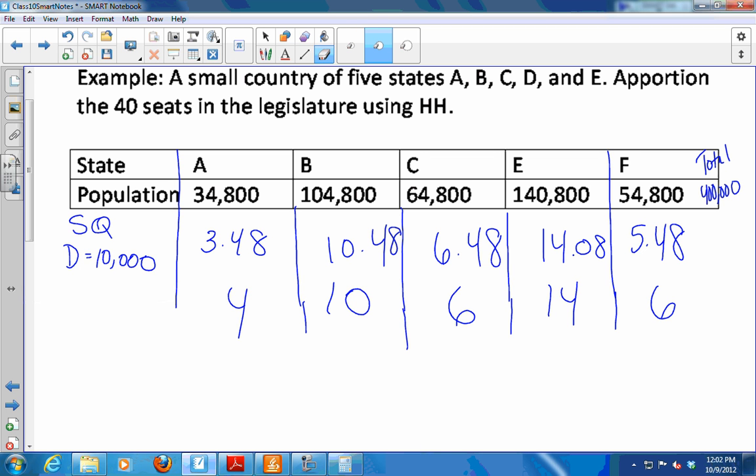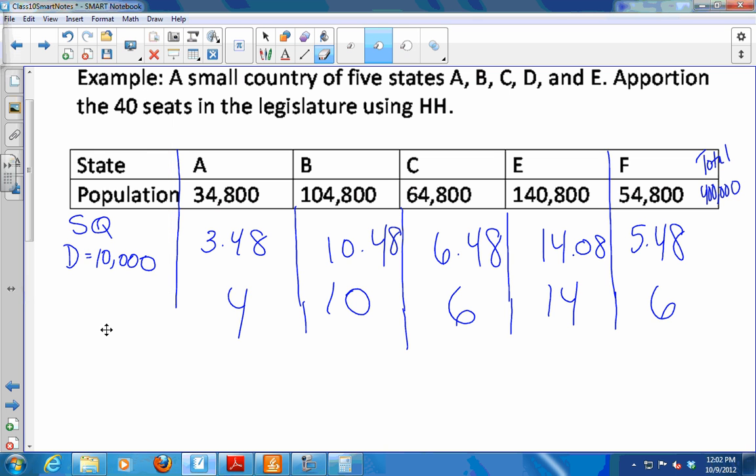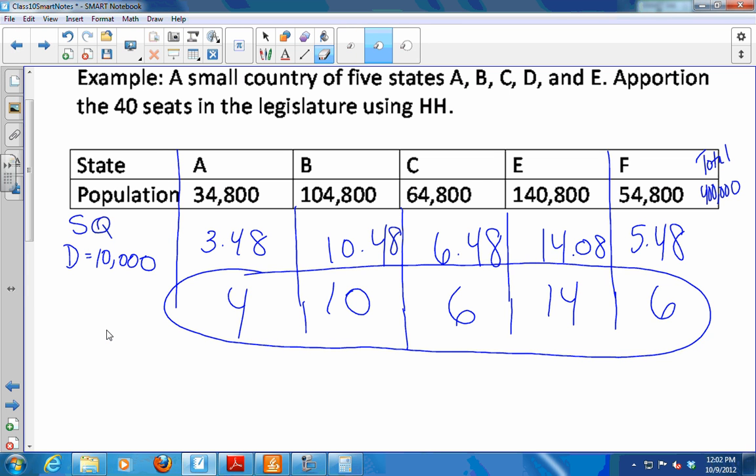So let's see, if I add these all up, I need to come up with exactly 40. Otherwise, I have to think of a different divisor. 4 plus 10 plus 6 plus 14 plus 6 is 40. Oh, good. I didn't want to do that again. So that's my final apportionment. If it didn't come out to 40, you would have to change your divisor. If it was too few, you'd make D smaller. Too big, make D bigger.